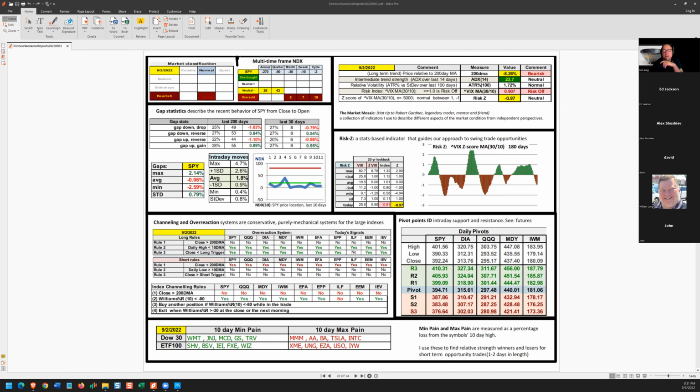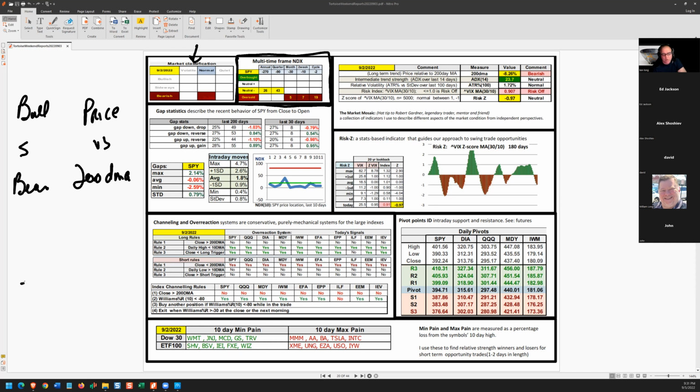The next thing that I look at is the multi-time frame NDX. Let me go back and just finish market classification because somebody's going to ask me this question. The first thing I do is determine if it's bull, sideways, or bear based on price compared to the 200-day moving average.